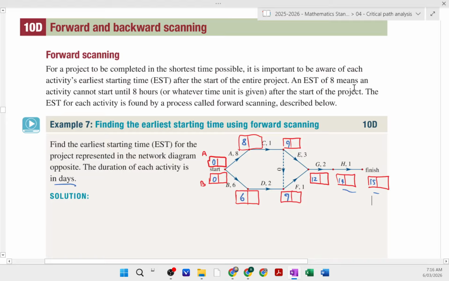Okay, now we are going to do backward scanning to get the latest starting time. And from memory, yeah, we're going to be using these same numbers, but we will go on to that one and we will go back. And that's why I've left these second boxes. The first one was for the earliest starting time. The right-hand boxes are for the latest starting time. So we'll do that in a couple of seconds.